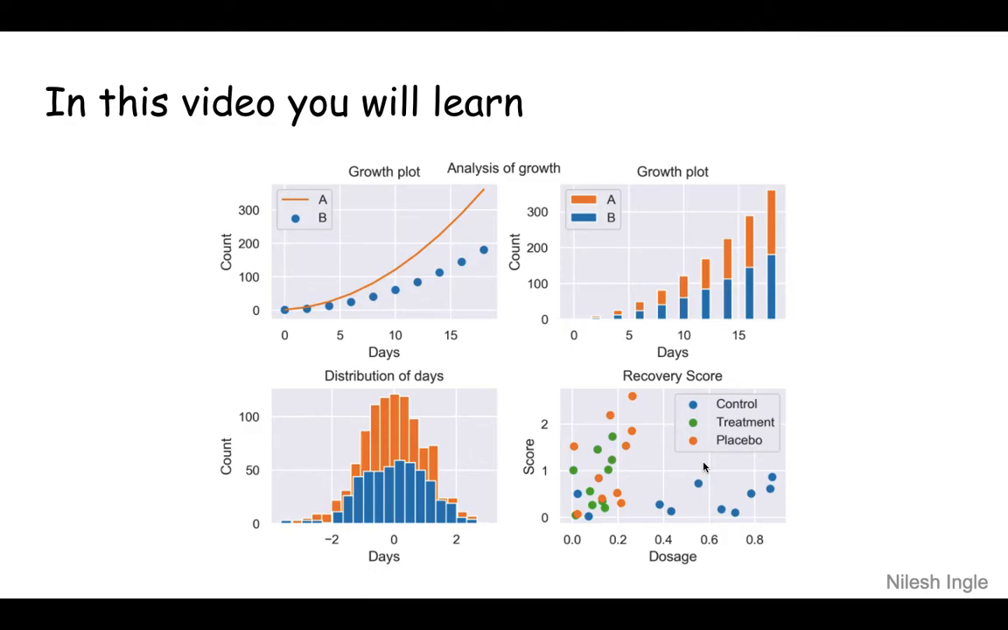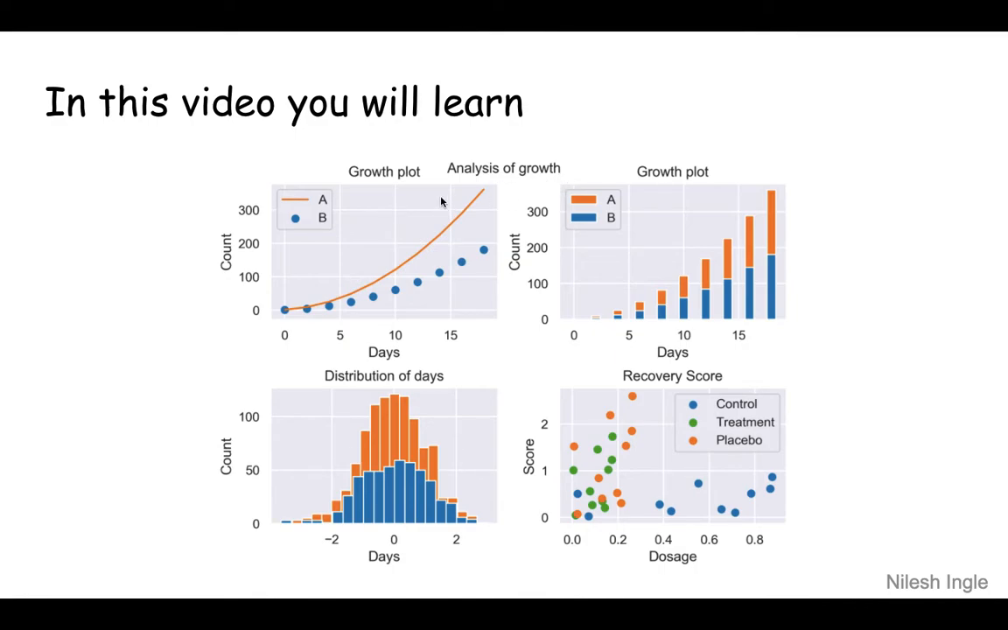Now in the figures, as you are seeing here, we have the x-axis label, that is days. Then you have the x-axis ticks, 0 to 15. Then we have the y-axis label, count, and then y-axis ticks that go from 0 to 300 and up. Here we have the legends A and B. Then we have the growth plot, that's the title for that subplot. And we then have analysis of growth, that's the overarching title for all the four plots.